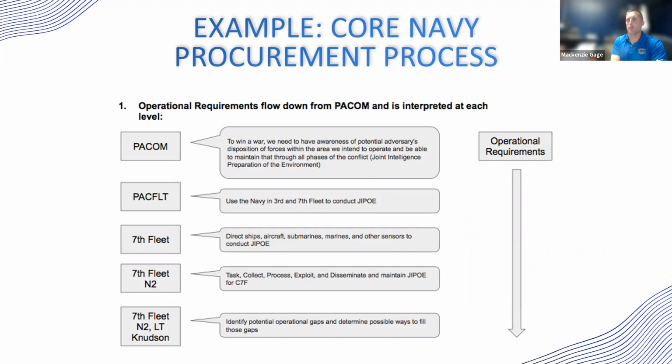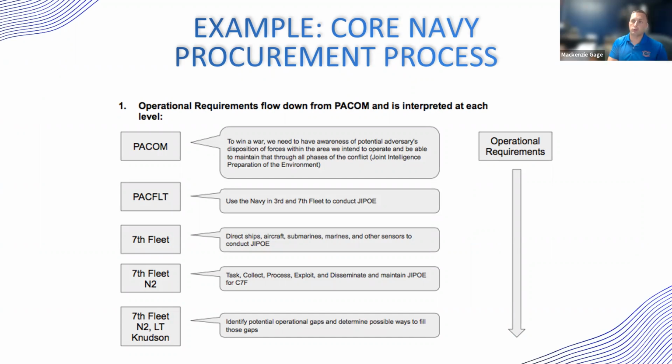All right, so this is an example from the Navy. It's an operational requirements flow down from PACOM. So PACOM says to win a war, we need to have awareness of the potential adversary's disposition of forces within the area that we intend to operate in, and be able to maintain through all phases of conflict. So this is called joint intelligence preparation of the environment.